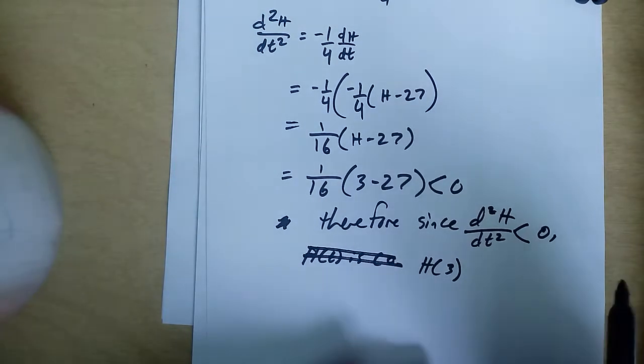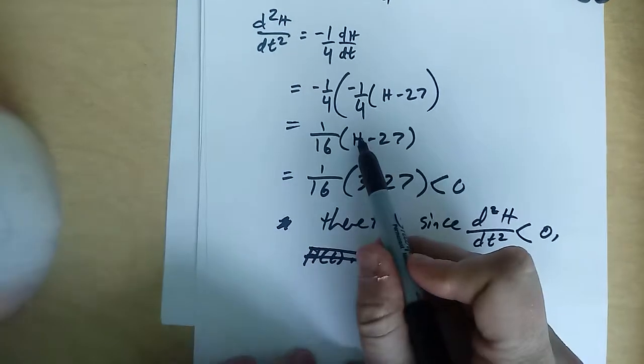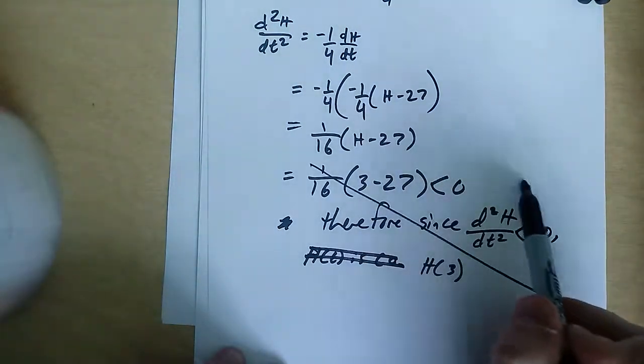Dang it, I made the dumb mistake. I plugged in a t value. It's h. I'm wrong.